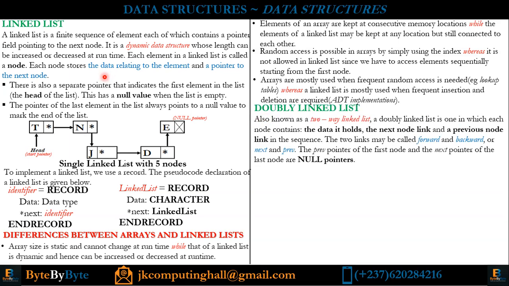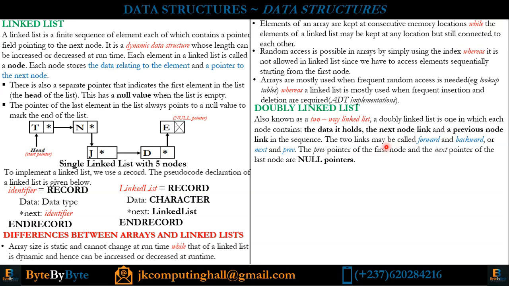A doubly linked list. Remember that this linked list is also termed a singly linked list. It is the same. Now, a doubly linked list, also known as a two-way linked list, is one in which each node contains the data it holds, the next node link, and a previous node link in the sequence. Remember, for a singly linked list, every node just contains data and a link to the next node. Whereas in a doubly linked list, a node contains what? The data it holds, a pointer to the next node, and a pointer to the previous node in the sequence.